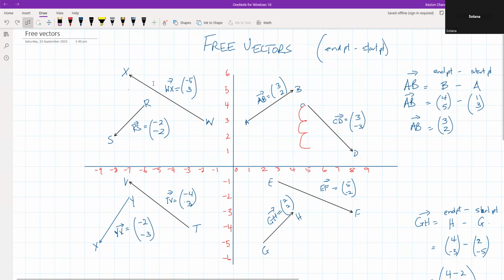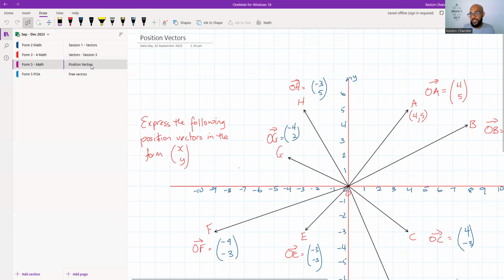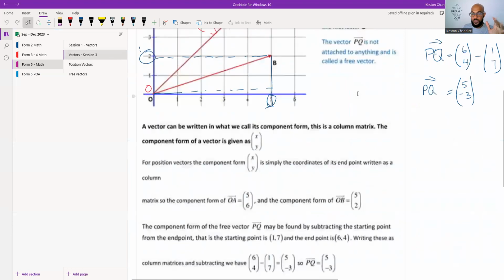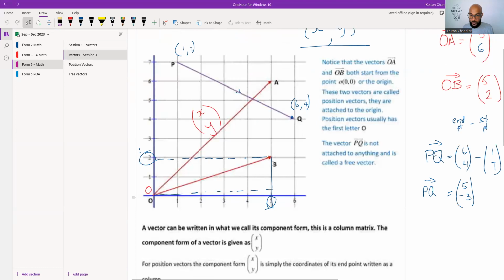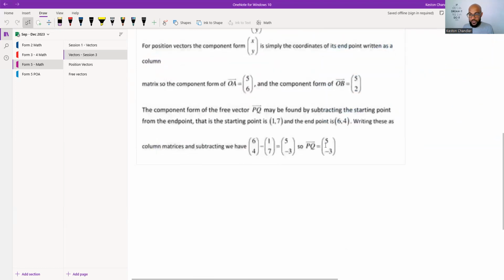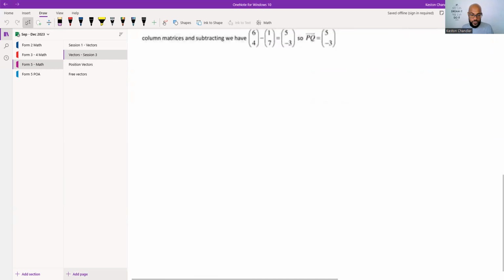All right. So we only have to do this with 3 vectors. All we did really on the graphs is learn how to label or identify vectors and position vectors using column matrices in this form, X, Y, right? So we saw how OA was 5, 6, and OB was 5, 2. That was these 2 that we did before. And we learned how to work out PQ, right? So next, we want to talk about adding and subtracting vectors.